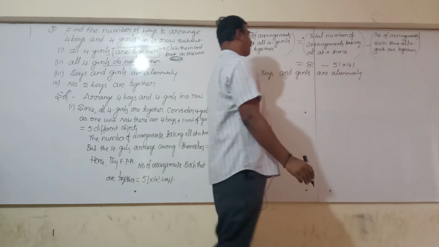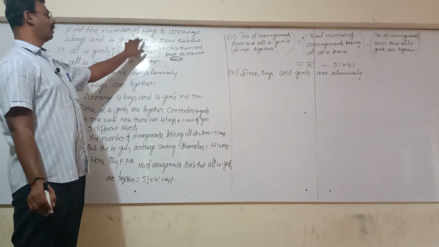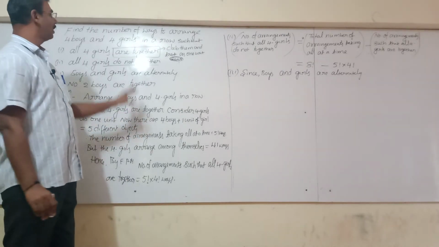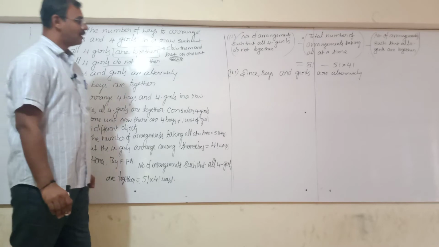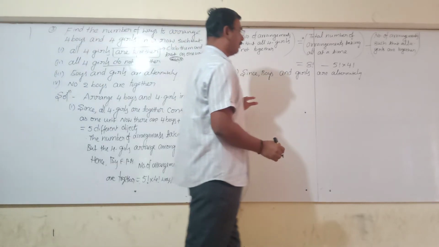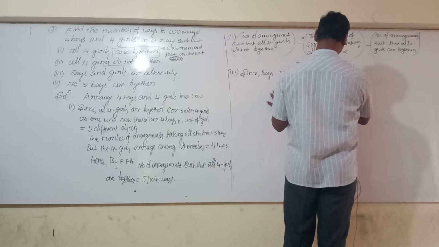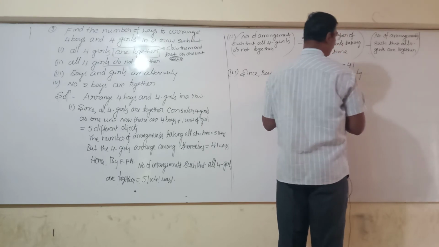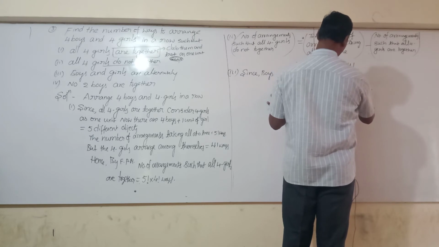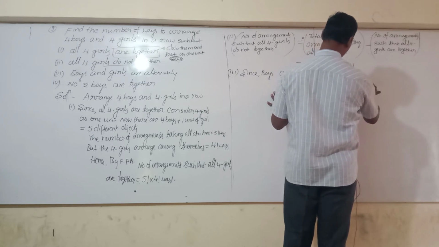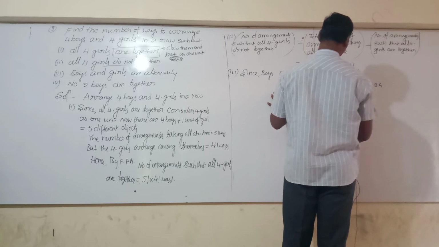So boys and girls are seated alternately. Here, how many boys are given? How many girls are given? There are 4 boys and 4 girls. Suppose I start with a boy. If the row begins with a boy, what happens after that? We get boy, girl, boy, girl, boy, girl, boy, girl.